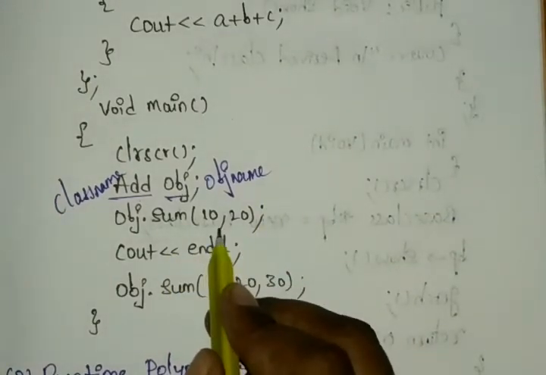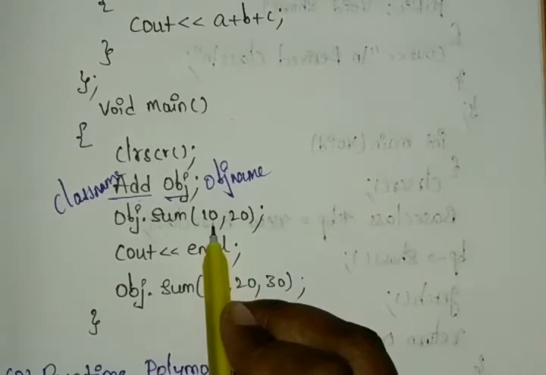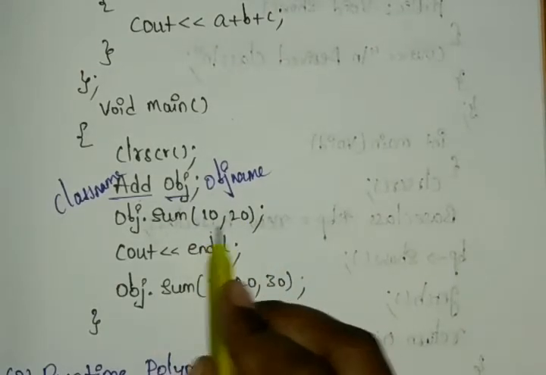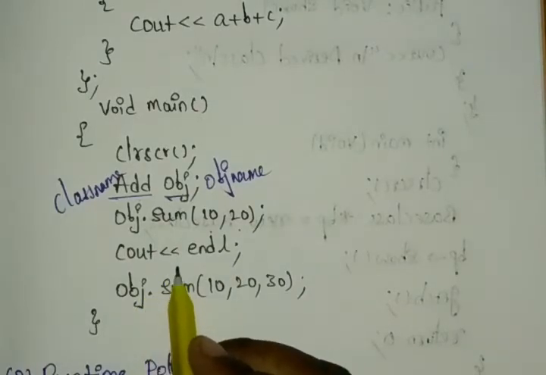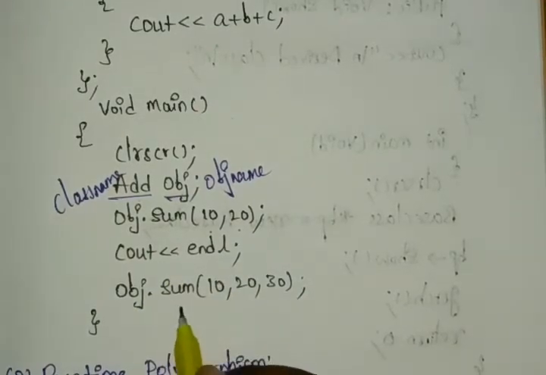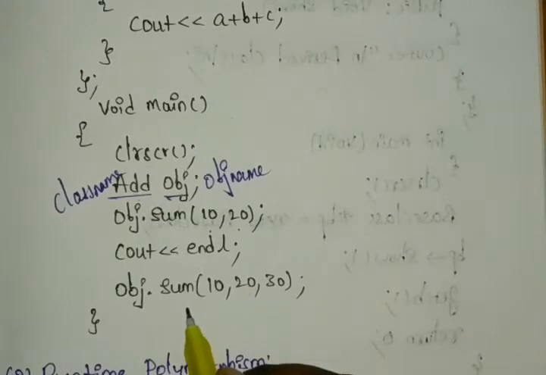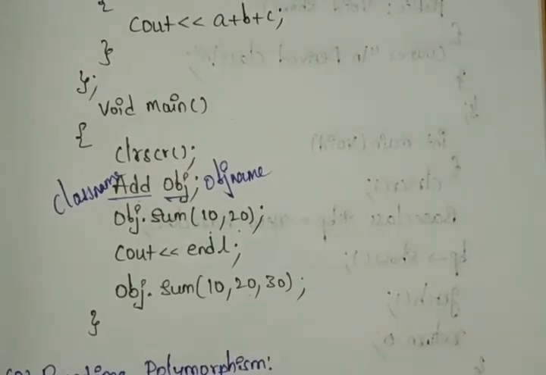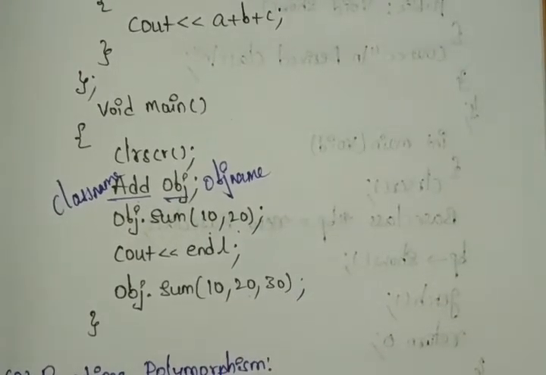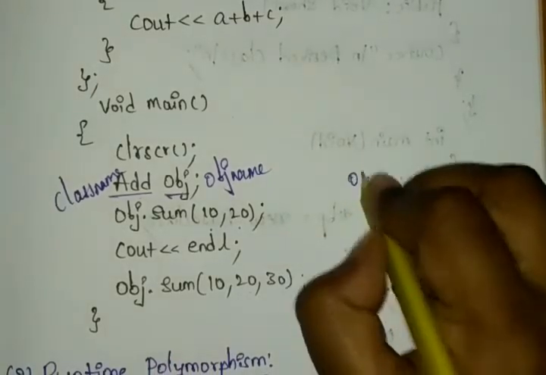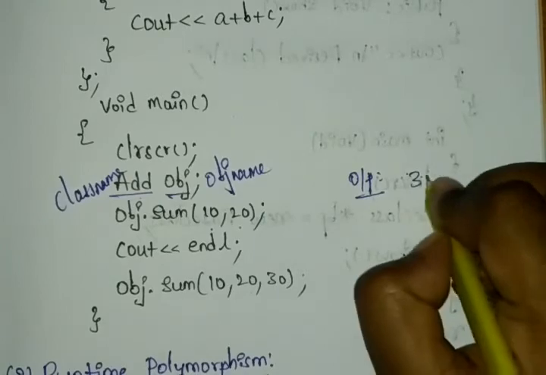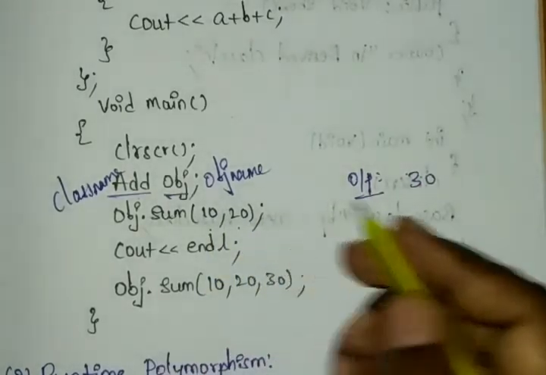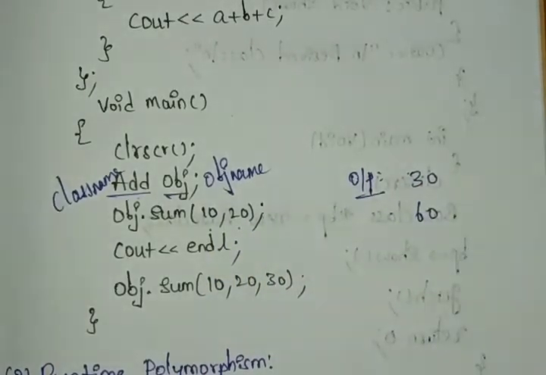For the first one, int a, int b, we are passing the values: a equals 10, b equals 20. Then you go to the next line. Again we have void sum for the three variables, and here I am passing the three variable values. Once you do this, you will get the output: 30, that is 10 plus 20, and then 60.